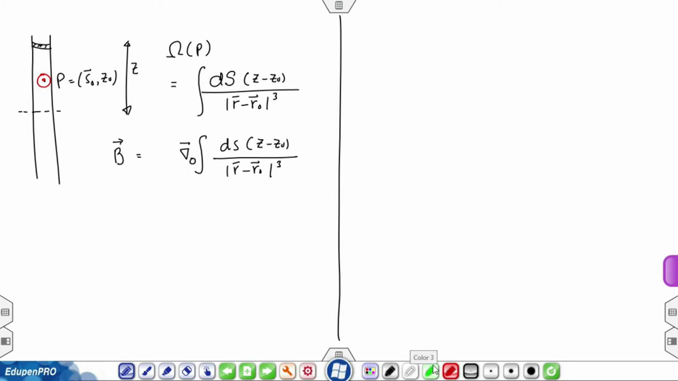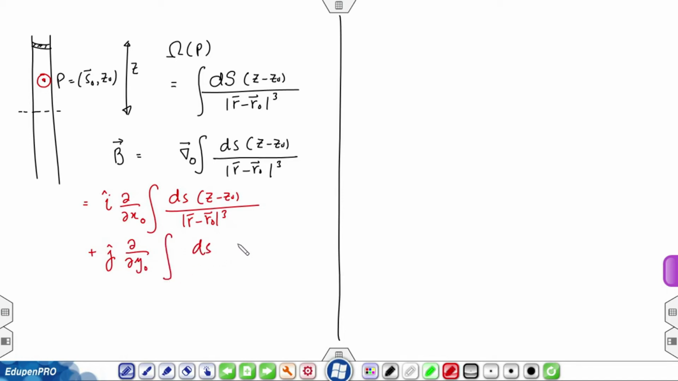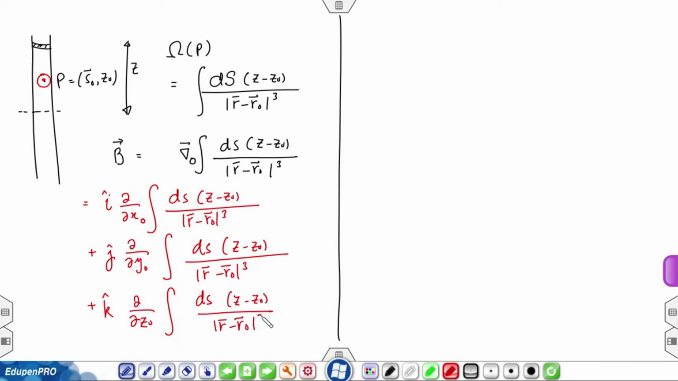It is going to have all three components. So, this I can write as equal to I d by dx of the integral of ds (z minus z0) over |r minus r0| cubed, x-hat, plus j, the y component, d by dy0 of the integration of ds (z minus z0) over |r minus r0| cubed, plus k, d by dz0 of the integral of ds (z minus z0) over |r minus r0| cubed.